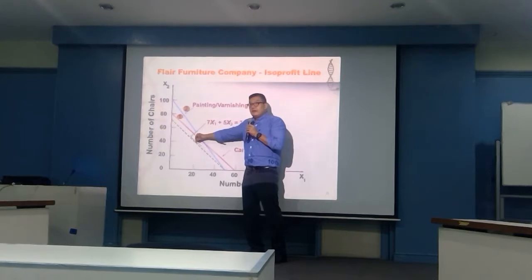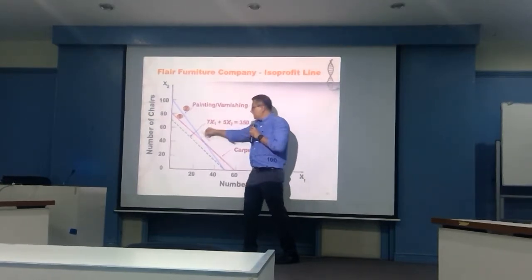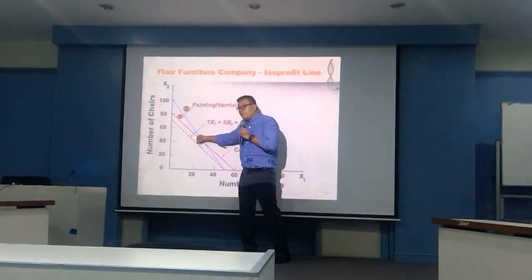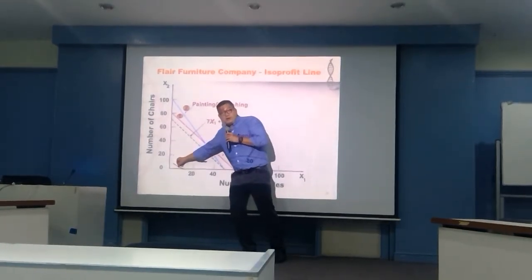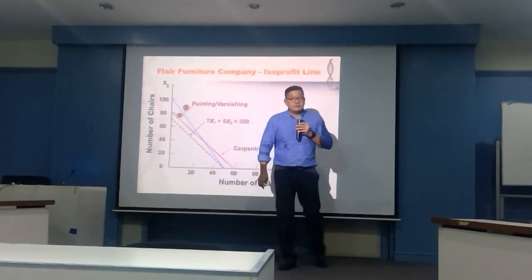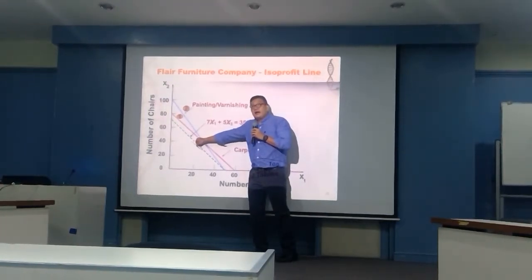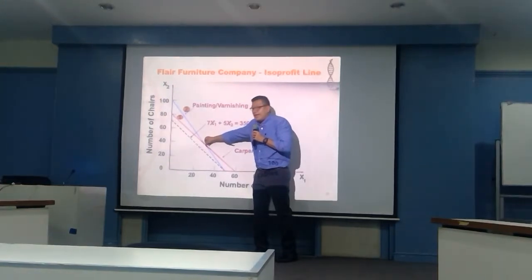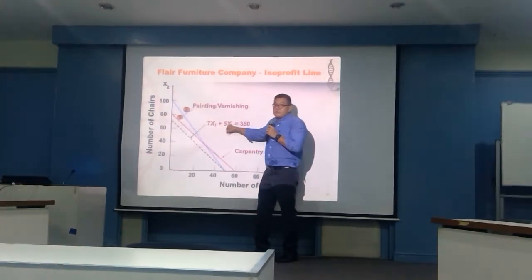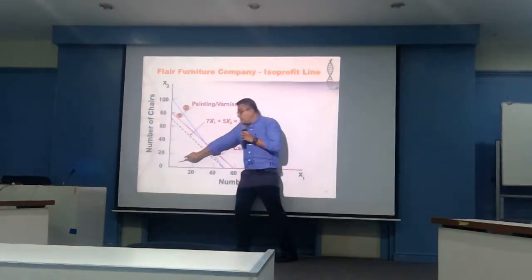Maximization: you move in the direction away from the origin point. Minimization, right? You move the line toward the origin point. The point that provides the optimum solution is going to be the last point of the feasible area that your isopic line contacts before it leaves the feasible area. Remember, for this problem, this is my feasible area.